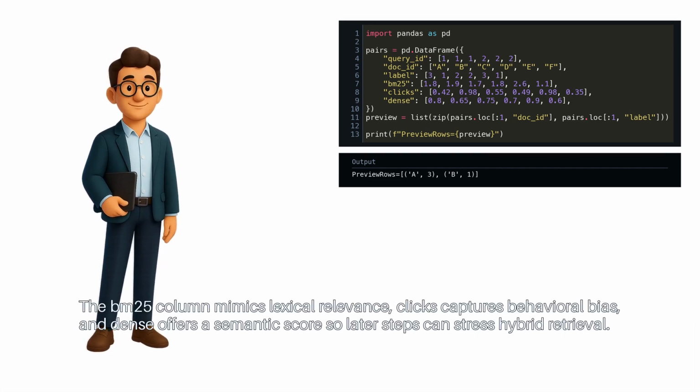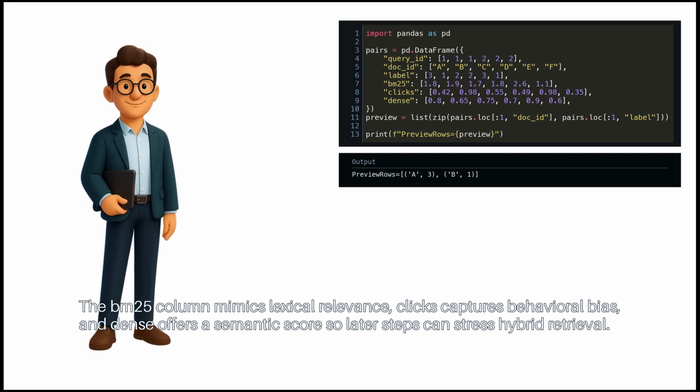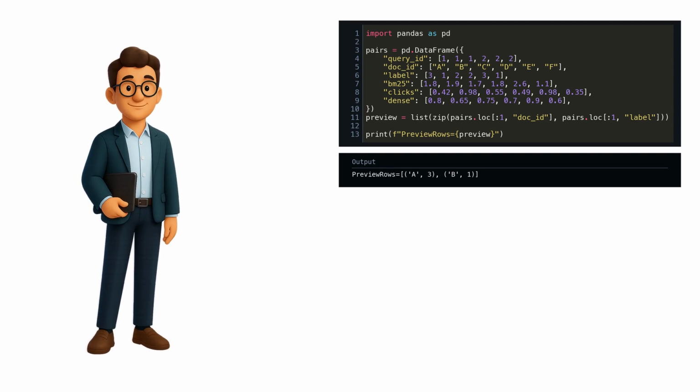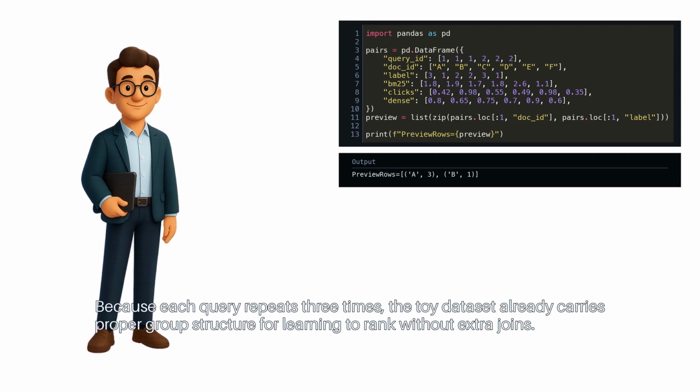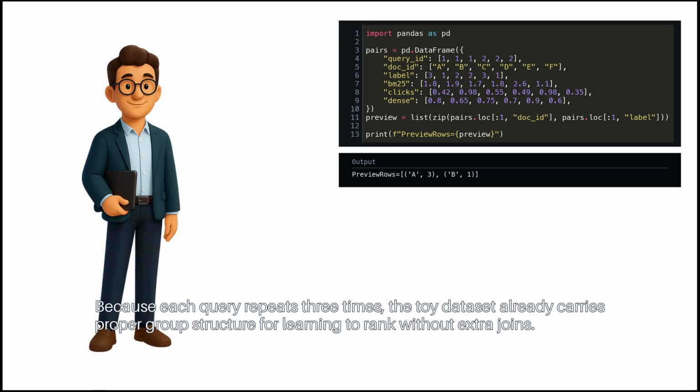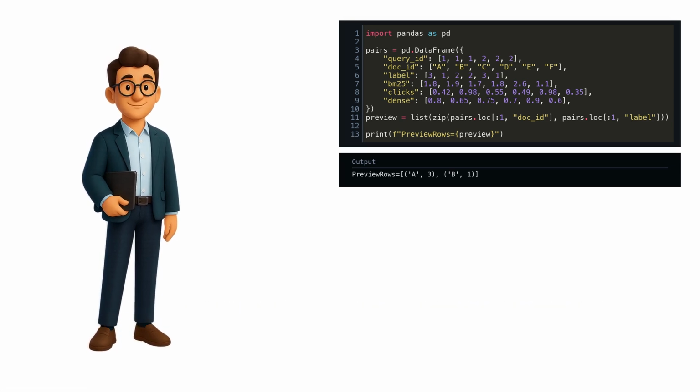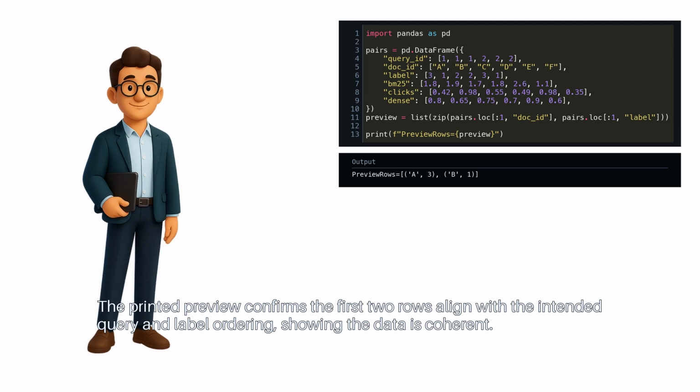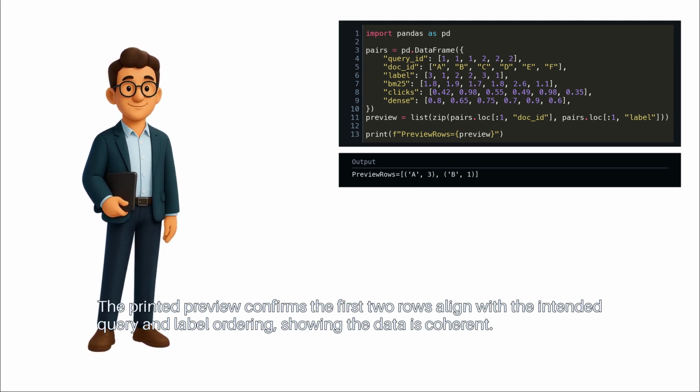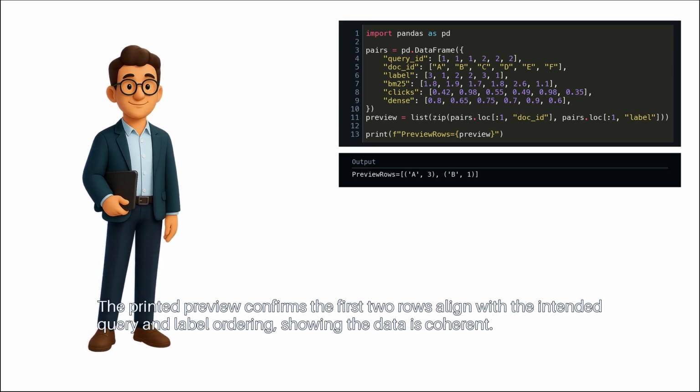The BM25 column mimics lexical relevance, clicks captures behavioral bias, and dense offers a semantic score, so later steps can stress hybrid retrieval. Because each query repeats 3 times, the toy dataset already carries proper group structure for learning to rank without extra joins. The printed preview confirms the first 2 rows align with the intended query and label ordering, showing the data is coherent.